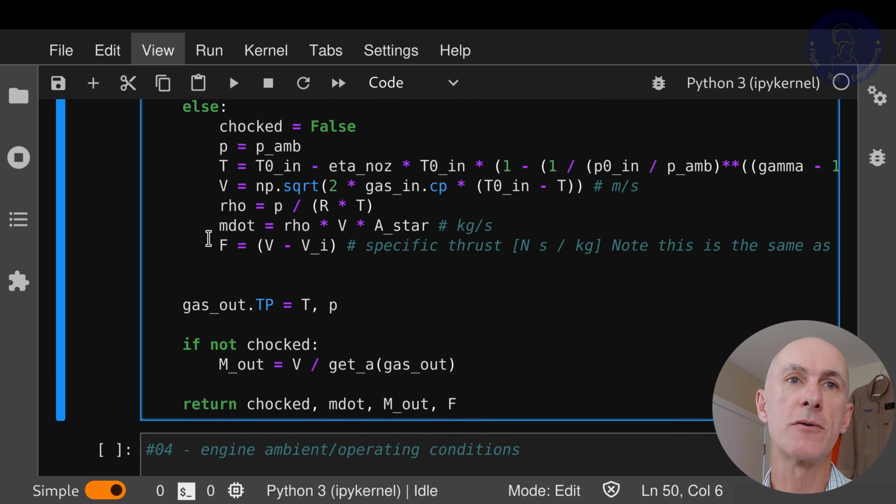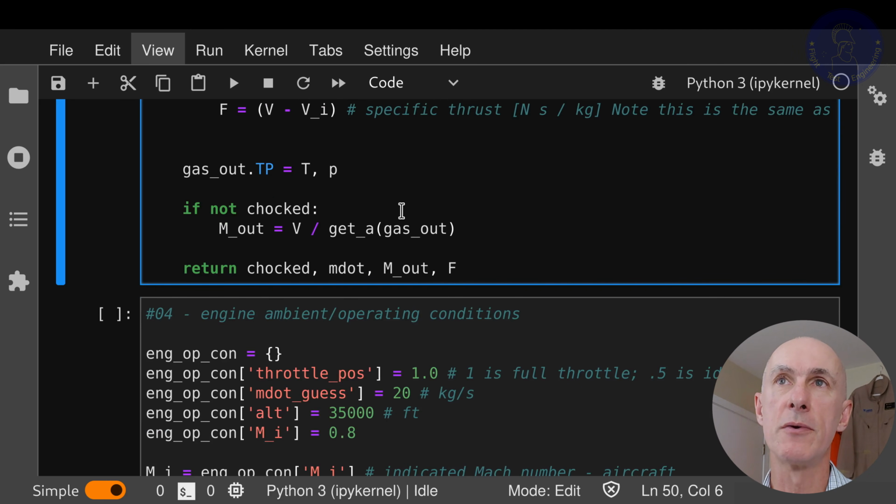The exit pressure is going to be our ambient pressure. We calculate T8, then the flow speed, density, mass flow, and finally our specific thrust here. Notice that in this case, because we don't have delta P, we only use the first portion of the specific thrust, which is the delta V.